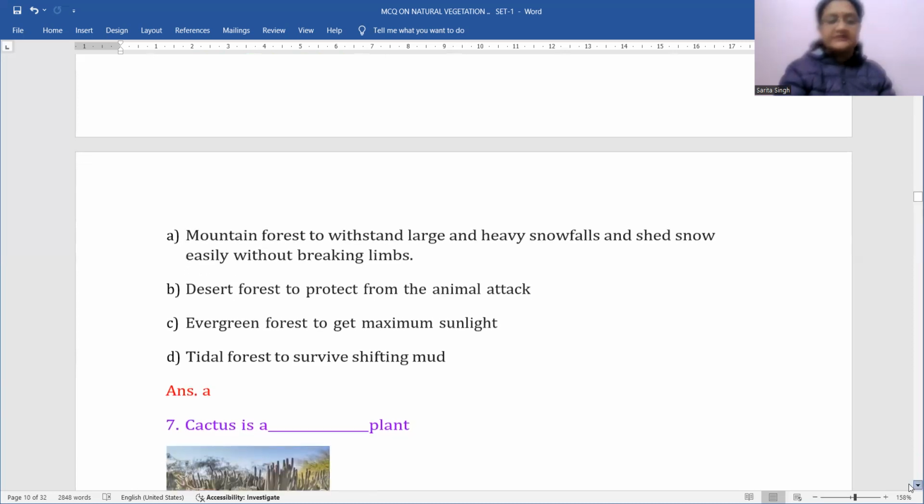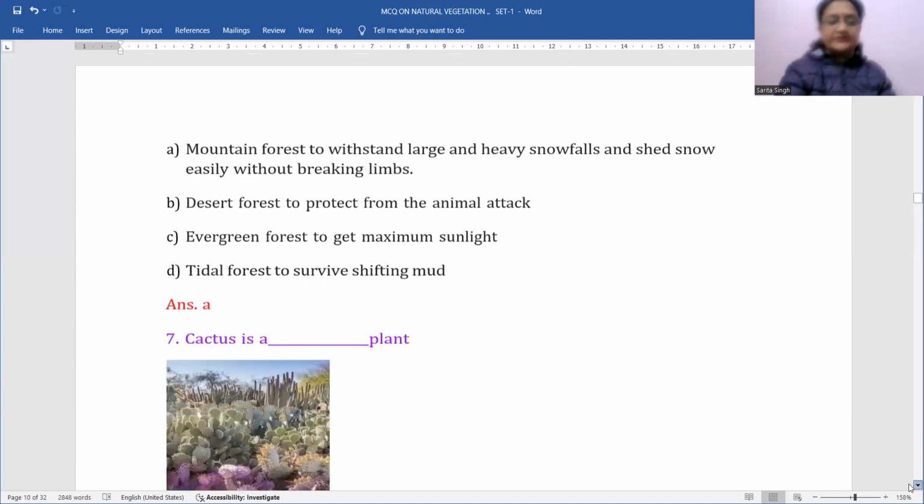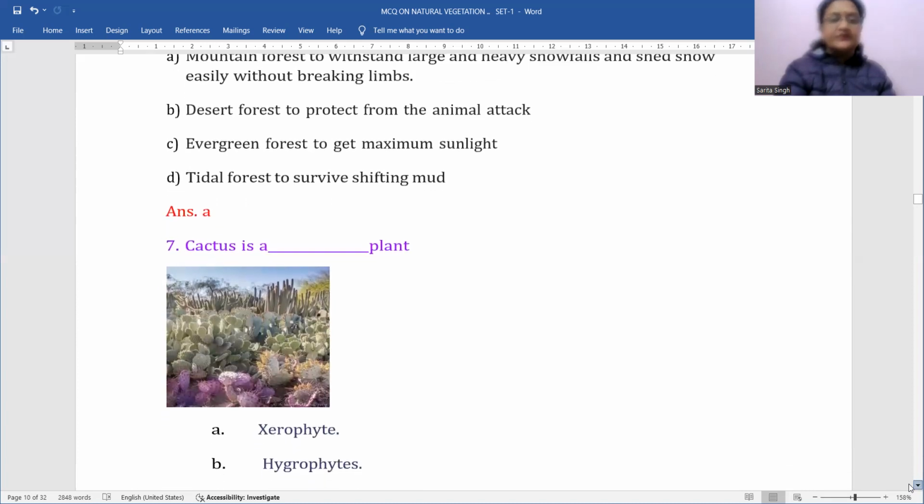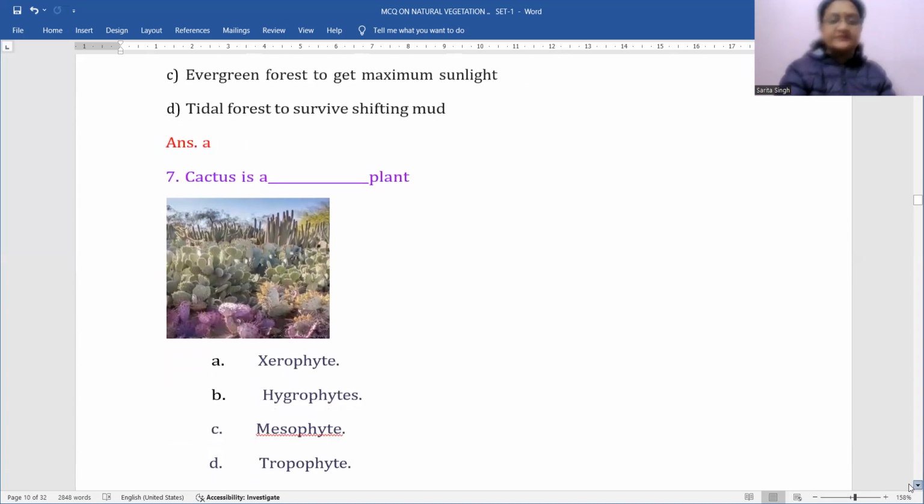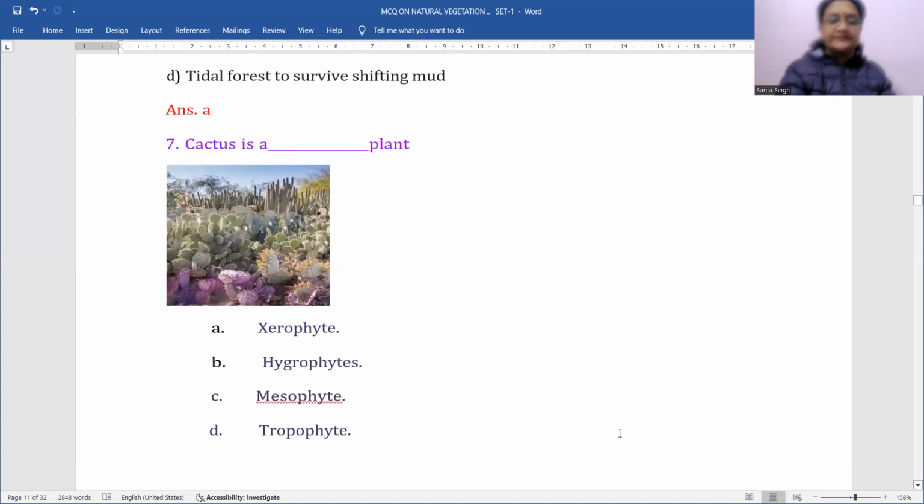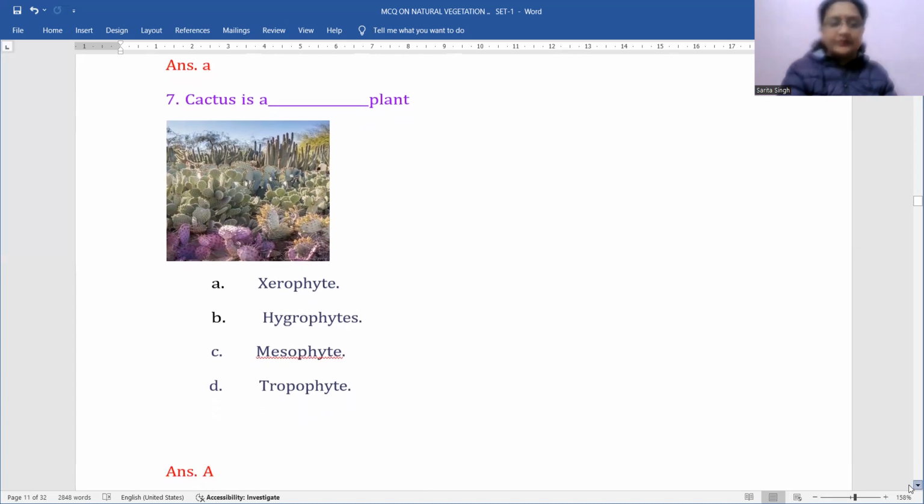Now, next one is cactus is a dash plant. अब इसमें से terms आप क्या लिख सकते हो? Number 1 is xerophyte. Number 2 is hygrophytes. Number 3 is mesophyte. And number 4 is tropophyte. It has to be, yes, xerophyte. Okay. Xerophyte vegetation जो होता है बच्चों generally desert areas में develop हो पाता है.